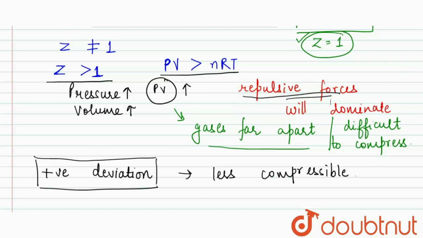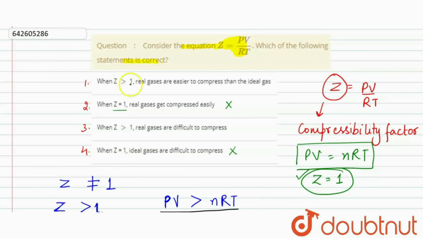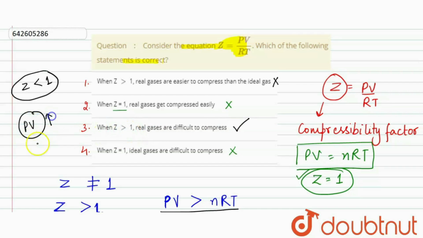So in this question, z greater than 1, real gases are easier to compress is incorrect, because z should be less than 1 if we want the real gases to be compressed easily. So when z is greater than 1, real gases are difficult to compress. This is the correct option, because it shows positive deviation, and when z is greater than 1, repulsive forces also dominate, because the PV factor increases as z is greater than 1. So our correct answer is option number 3.